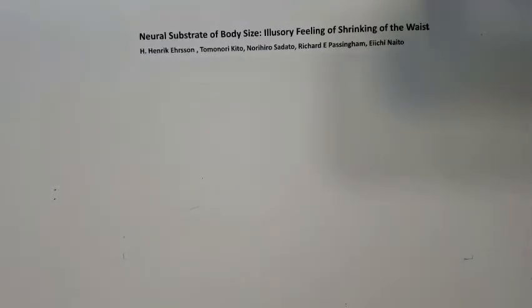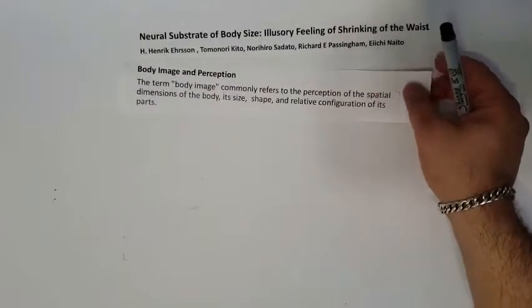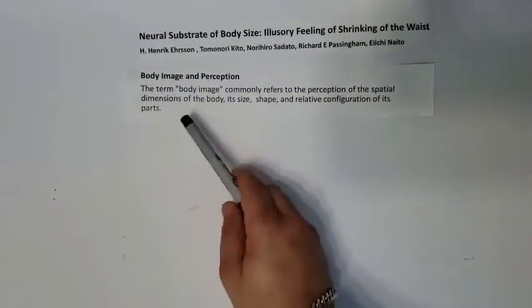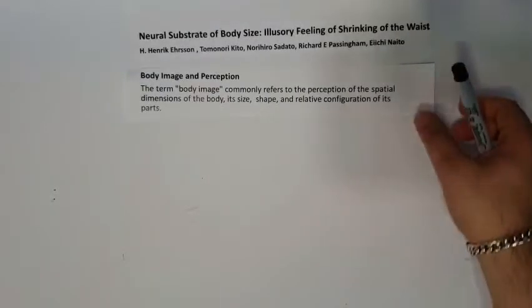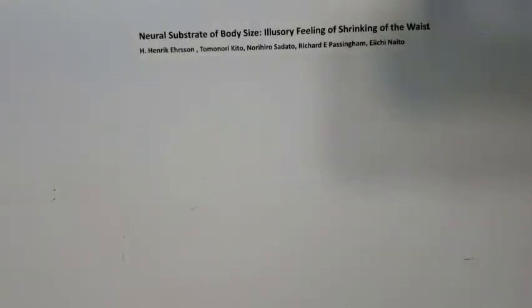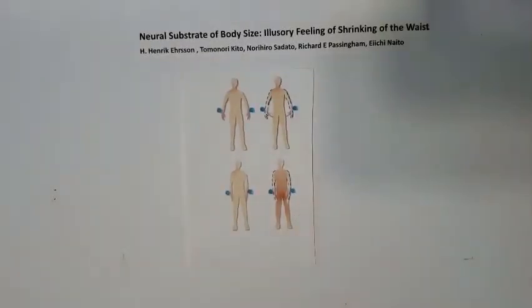The third thing I want to talk about is body image and perception. Body image commonly refers to the perception of the spatial dimensions of the body, its size, shape, and the relative configuration of its parts. Why this is important is that, unlike other information we receive in the brain, there are no special receptors in the body that provide the brain with information about the shape and size of body segments. In other words, the somatosensory cortex that receives sensory input from the peripheral receptors doesn't contain any implicit or explicit information about the relative size of the body part.